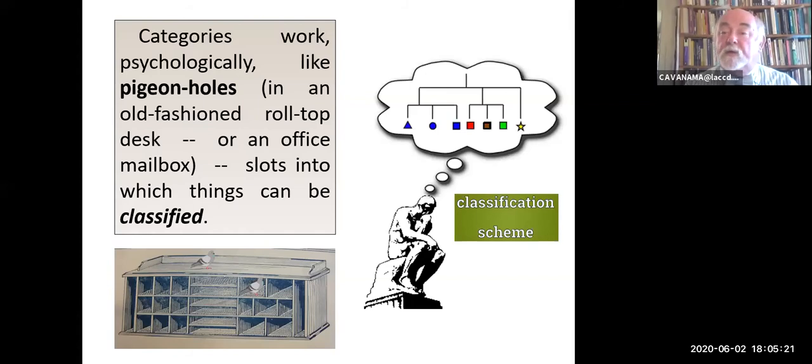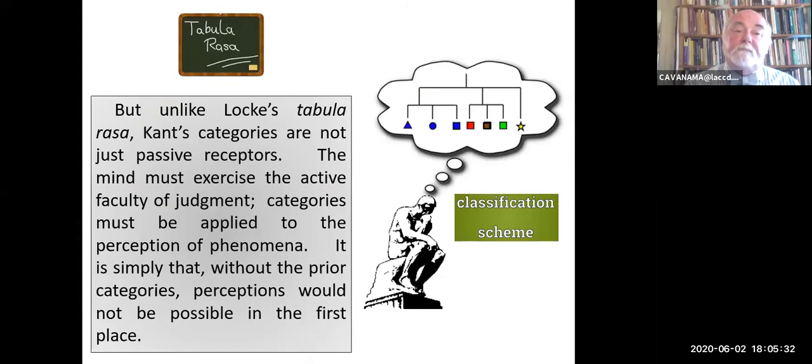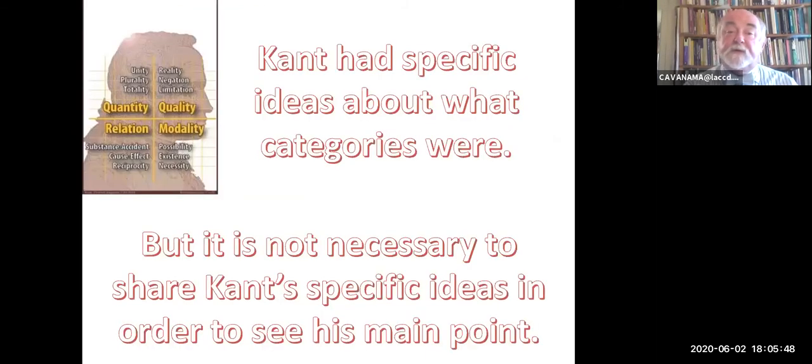Categories work like an old pigeonhole desk or maybe a mailbox, you know, where people get their mail in these little slots. A space into which things can be classified. It's a classification scheme. Unlike Locke's tabula rasa, the completely blank slate, Kant's categories are not passive receptors. They have to exercise the active faculty of judgment. Categories must be applied to the perception of phenomena. It's simply that without these prior categories, perceptions would not be possible in the first place.